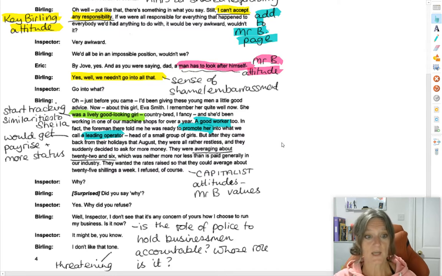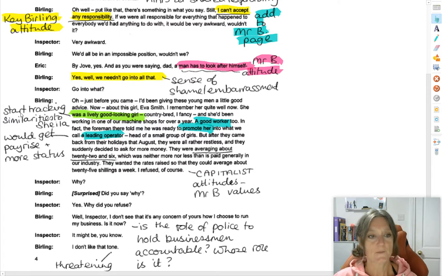"But after they came back from their holidays that August, they were all rather restless. And they suddenly decided to ask for more money. They were averaging about 22 and 6, which was neither more nor less than is paid generally in our industry. They wanted the rates raised so they could average about 25 shillings a week. I refused, of course." So let's have a look at this.